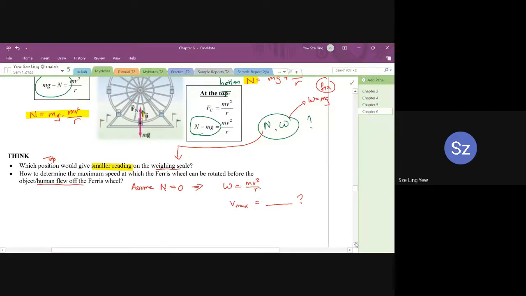All right, so this is how you determine the maximum speed and the minimum speed. We look at the variables at different positions. When it comes to vertical circular motion, there are more questions that can be asked, right?